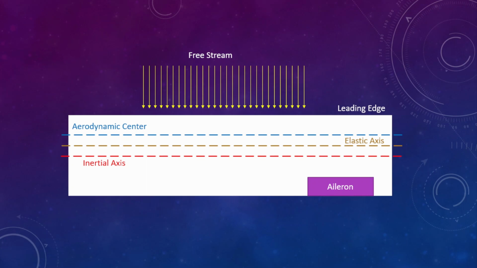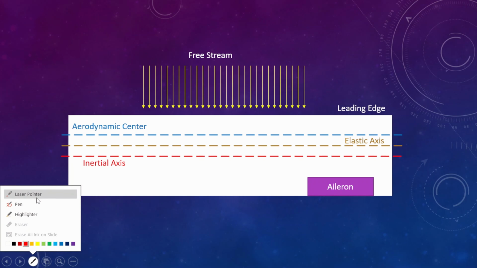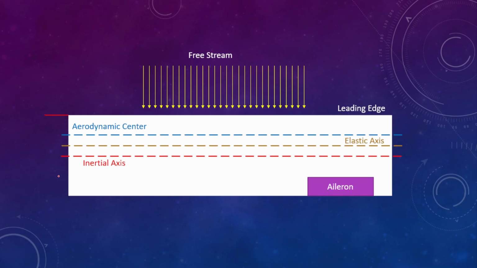And we have the inertial axis. This inertial axis is only used when we're calculating flutter or any kind of dynamic problem. In that case, we'll consider the inertial axis. But for this particular case, we'll confine ourselves to the aerodynamic center and elastic center. Let me draw some in here. The distance from here to here is one chord length, right? I hope you understand that.